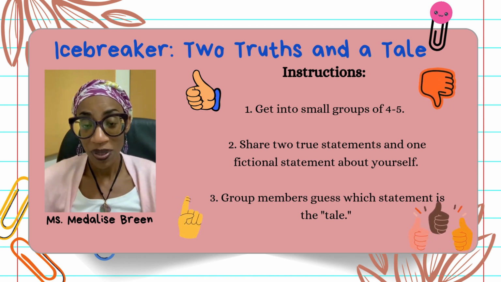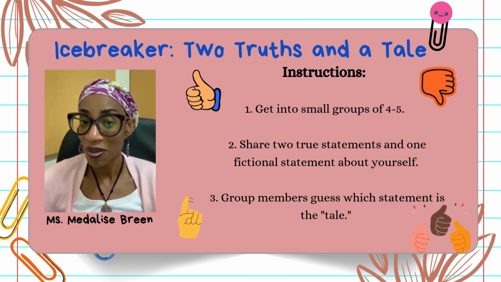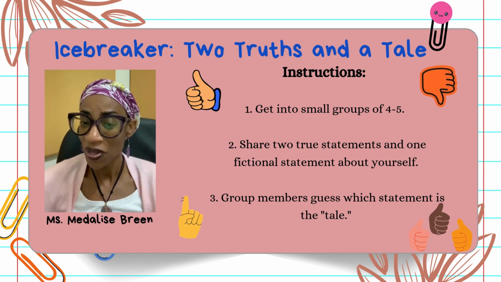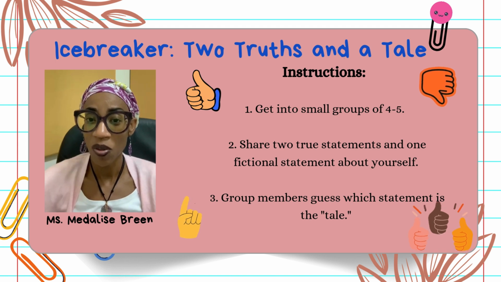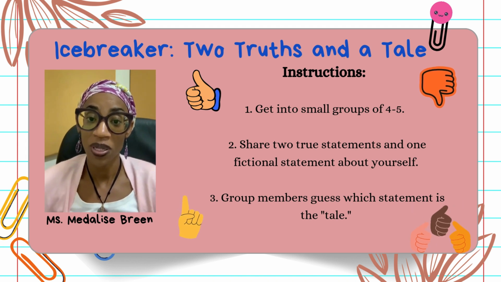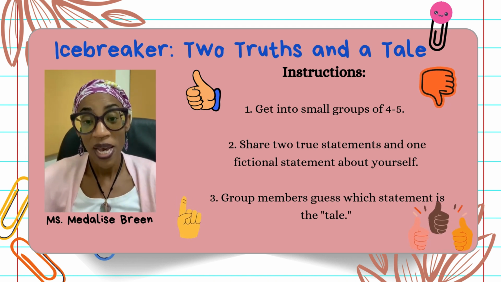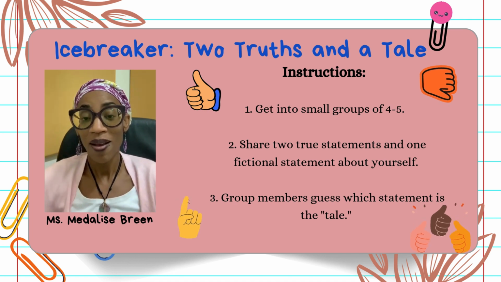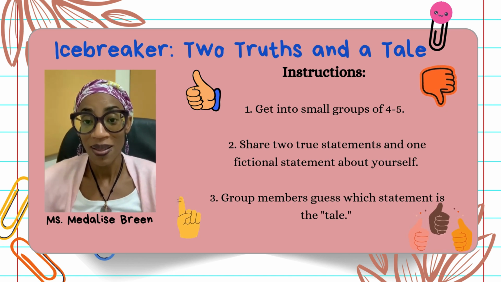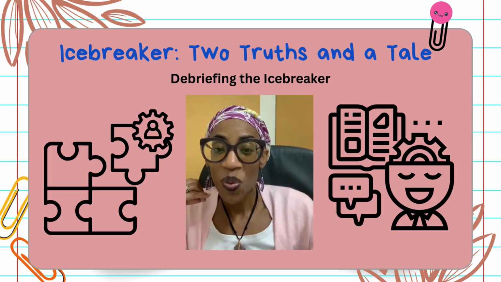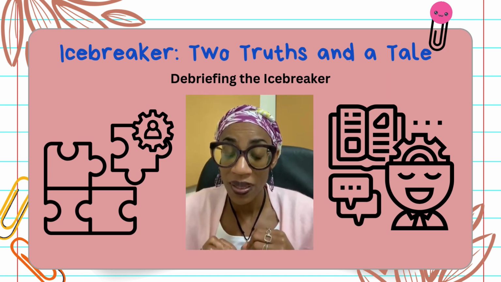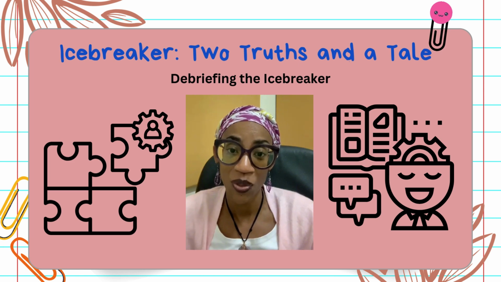Each person in the group will think about the statements that have been made, and listen very closely, making observations as they go along, and decide which is the tale among the 3 statements that have been made by the individual. After everyone has guessed, the speaker will reveal which statement is the tale. This activity requires careful listening and observation skills, and these are critical in narrative observations in the classroom.